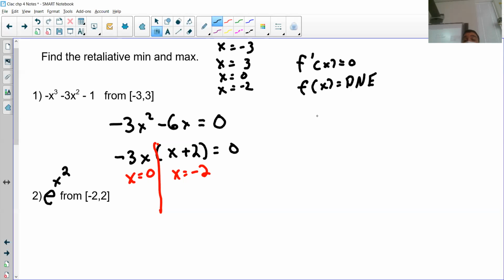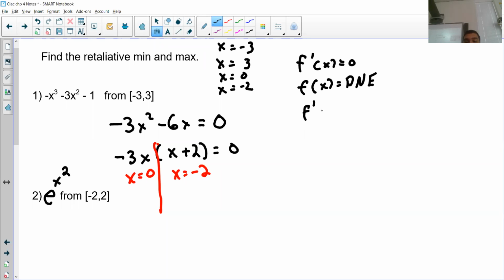Now, next one, we're going to check where the function does not exist. It's a polynomial function. So is there any restriction on what I could plug in here? No. So nothing we gain from that situation. There's no restrictions. I can plug in any number.